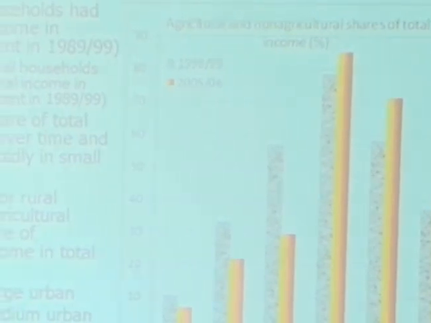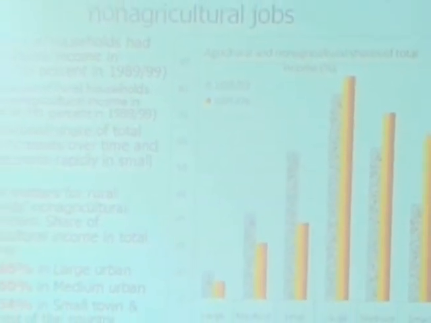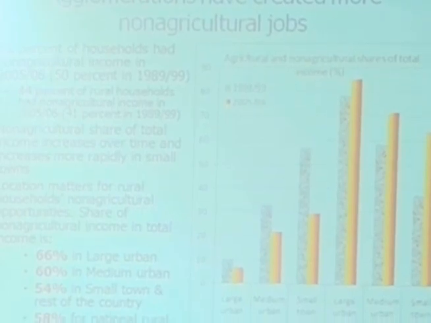From the graph, you see the pattern clearly. Large urban has a higher non-agriculture share, obviously. But we also see these two different colors of bars that represent two years of shares. We see the increase of non-agriculture share in total income. Actually, we also notice the increase is much more in small town, which represents small urban towns and the rest of the rural areas. So it is true, location matters not only for urban, but also for rural households.